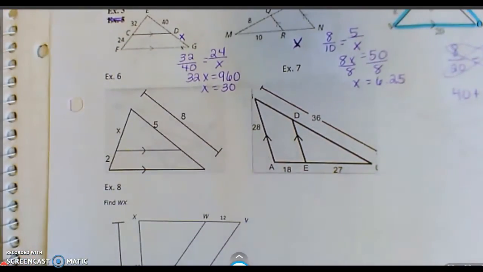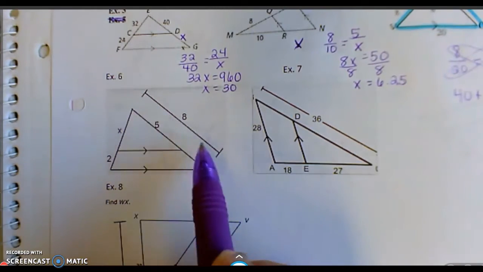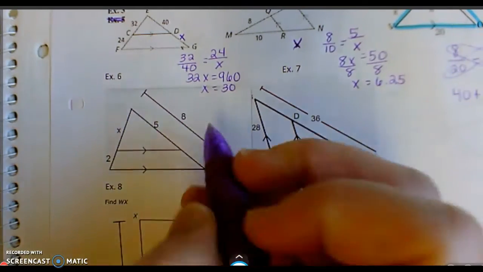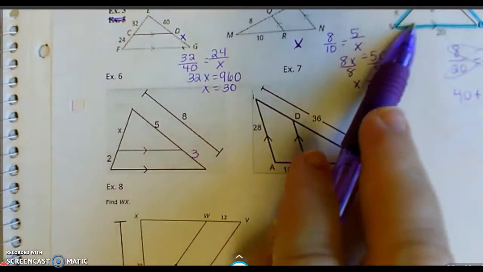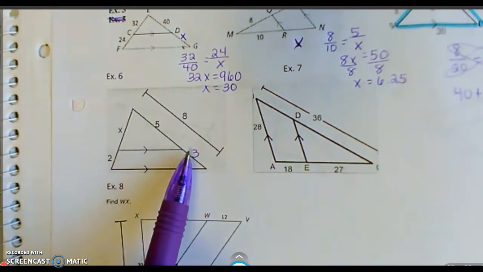Let's look at number 6. Okay, number 6. So it tells us this whole side. But if the whole side's 8 and that's 5, I know that this part right here is 3. So I don't have to do what I did over there. I'm not talking about the bases or anything. I can just do the sides of comparing.